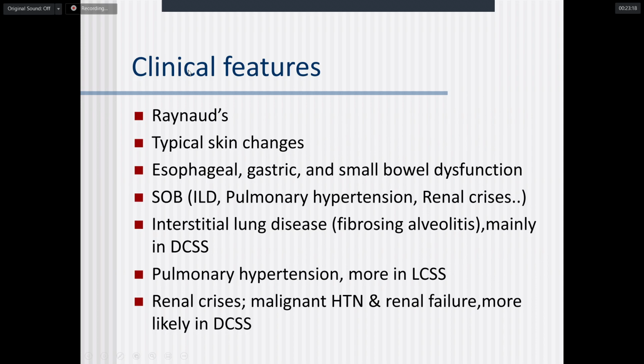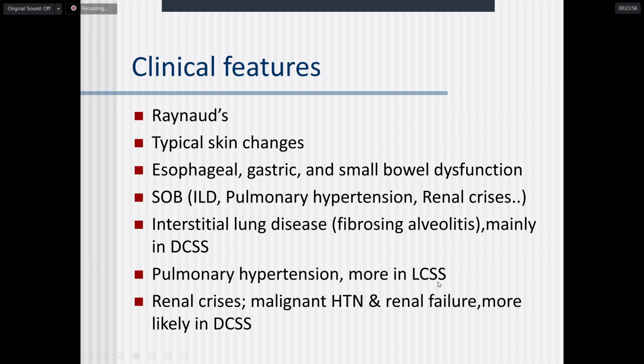What are the clinical features? When you start thinking about this patient having diffuse or limited cutaneous systemic sclerosis, they have Raynaud's phenomenon, typical skin changes as we said, esophageal, gastric and small bowel dysfunction. They may develop shortness of breath because of interstitial lung disease, pulmonary hypertension, renal crisis, interstitial lung disease, fibrosing alveolitis, mainly in diffuse cutaneous systemic sclerosis.